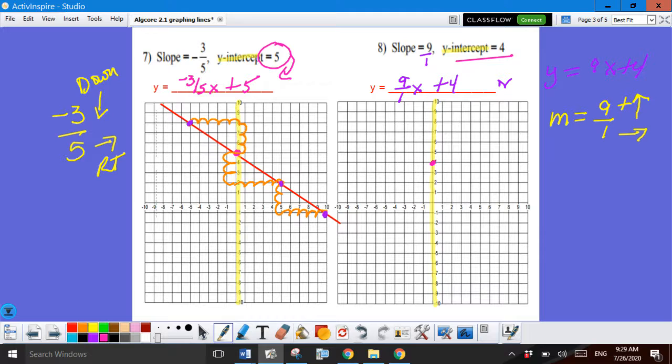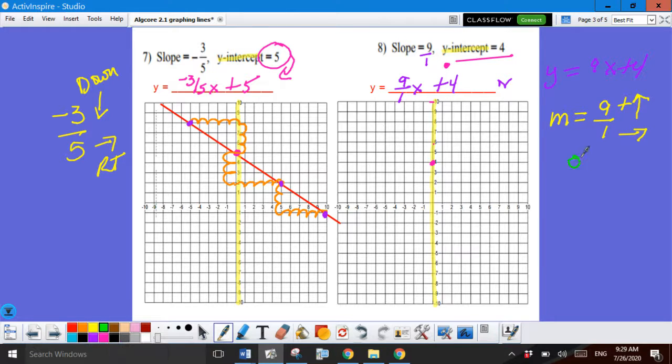Then it says I have to go up 9 and to the right 1. So 1, 2, 3, 4, 5, 6. I can't do that. I'm out of space. So I could kind of figure out 7, 8, 9, and 1. It's going to be someplace over here. But that's not very accurate, okay?